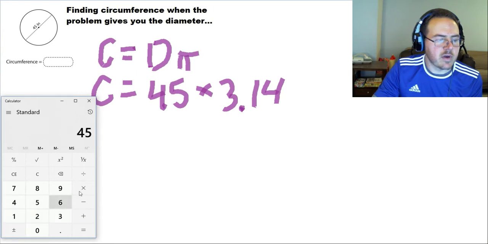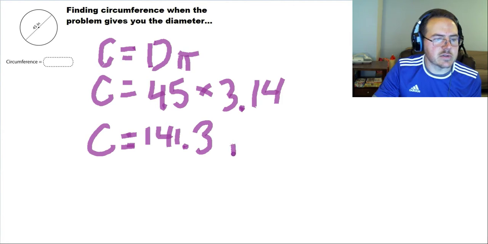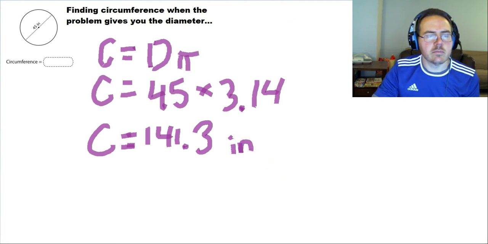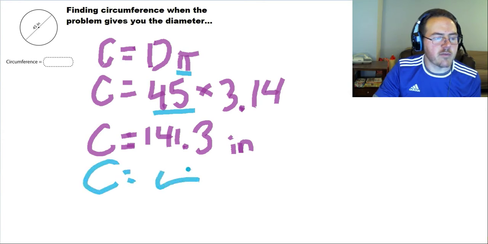So what's 45 times 3.14? 141.3, or 141 3/10 inches. That's it. Of course, you could have also stopped here. You could have also said that the circumference is 45 pi.